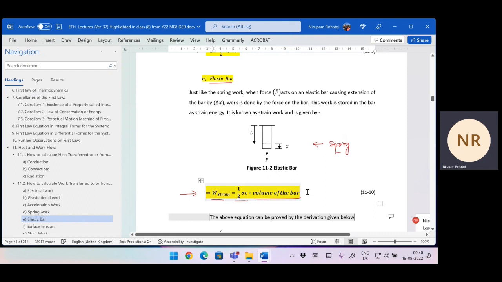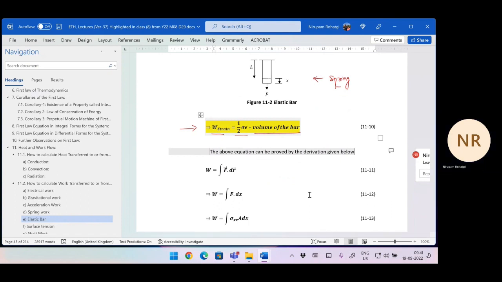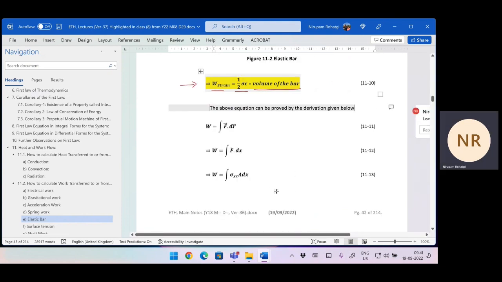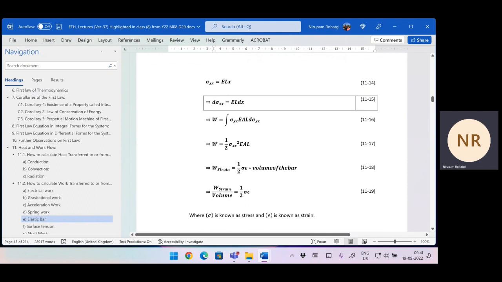It is only written in terms which are used in your solid mechanics. Epsilon is the strain, and sigma is the stress. If you do it, you can get it like this. Finally, you get strain energy per unit volume equal to half sigma epsilon. And how this energy is stored is something like that. Suppose you have a bar, you bend it. Okay. So this energy is stored there.